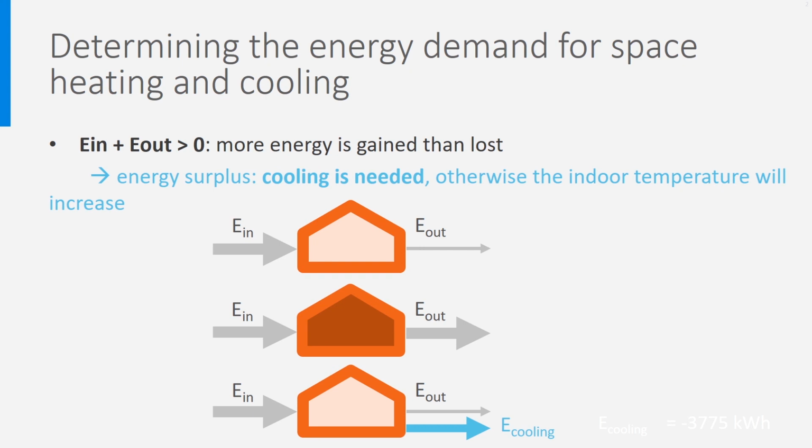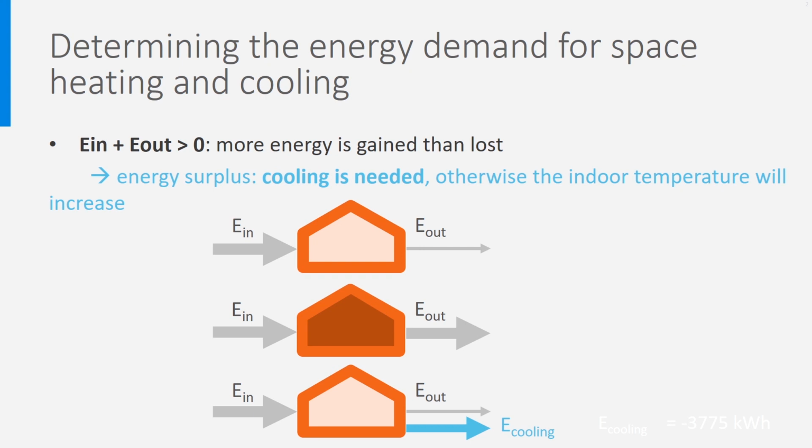If you don't want this temperature increase, you need to remove energy from the system. That is, you need to apply as much cooling as needed to bring the balance to zero. That is what we call the energy demand for cooling. Please be aware here that applying cooling means, in fact, removing energy.